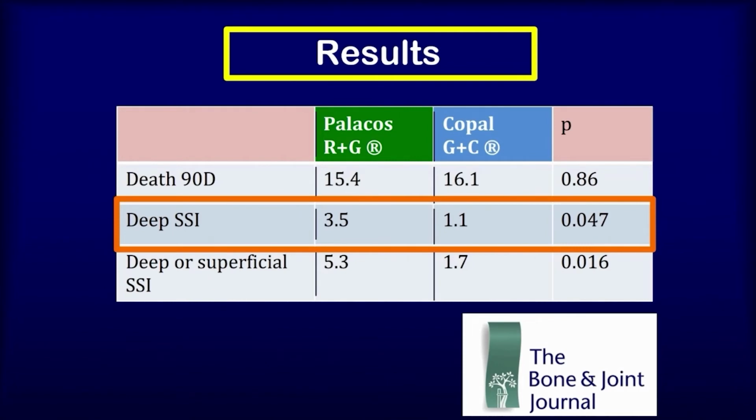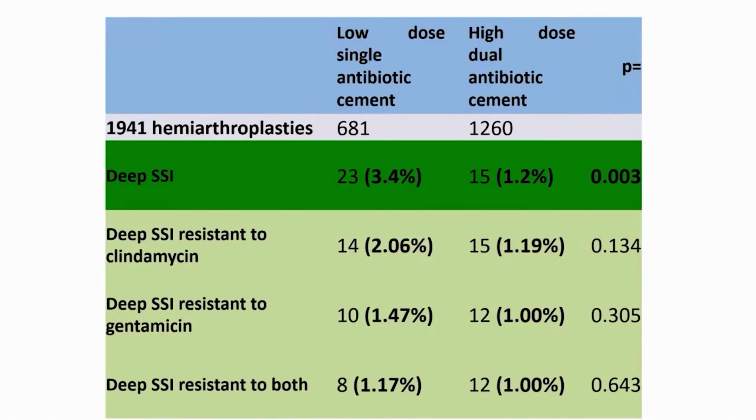What you'll see is that the deep infection rate was reduced in this trial in the Copal group, and the superficial infection rate was also dramatically reduced. So actually quite a potent effect. There are some flaws in this trial, mainly that it was done in one centre. We are going to repeat that, and I'll show you that in a second.